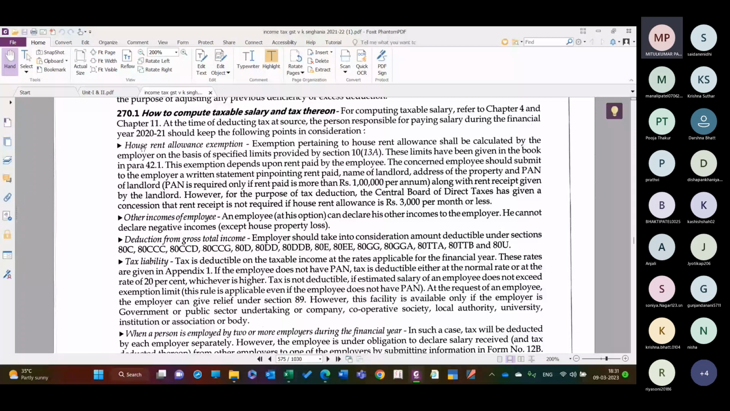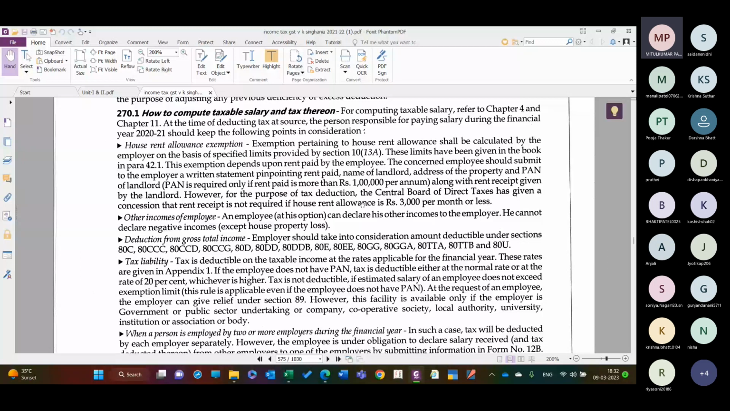And if the rent paid is more than 1 lakh per annum, he has to take this certificate from the person from whom he has taken the property on rent. The concerned employee should submit to the employer a written statement pinpointing the rent paid, name of the landlord, address of the property, and the PAN of the landlord. PAN is required only if the rent paid is more than 1 lakh per annum. So if it is more than 1 lakh, the landlord's PAN is also needed. If the rent receipt is 3,000 or less, then you do not need a rent receipt. If it is more than 3,000, the rent receipt will also have to be taken.